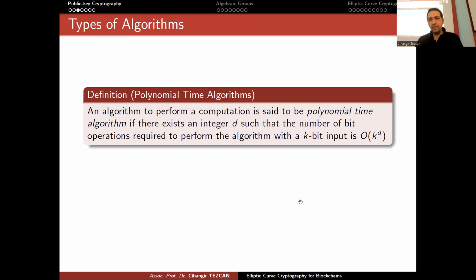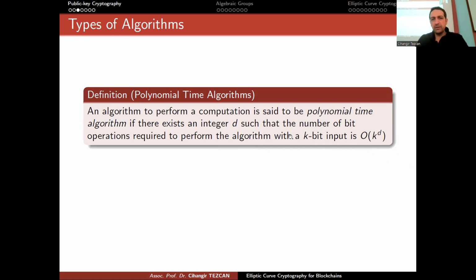So in order to understand how these algorithms work and why they are secure, we have to talk a little bit about the complexity of algorithms. So let's start with polynomial time algorithms. An algorithm to perform a computation is said to be a polynomial time algorithm if there exists an integer d such that the number of bit operations required to perform the algorithm with a k-bit input is O(k^d). So here we are using the big O notation.